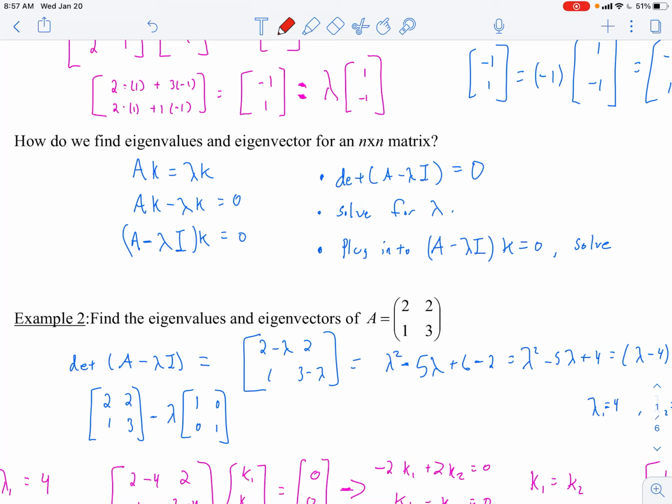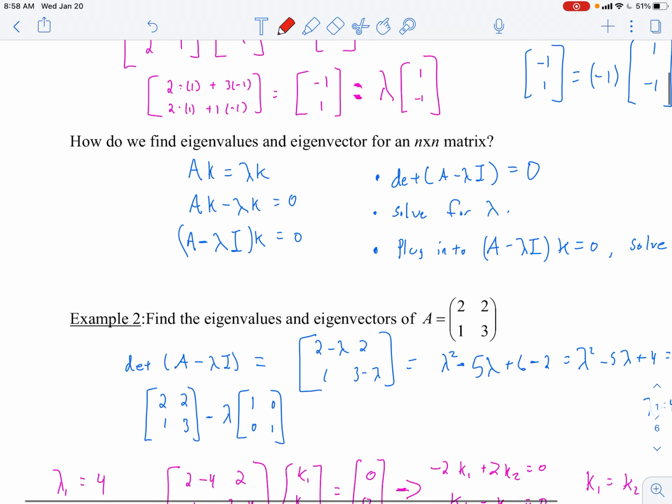If I pull a K out, I cannot do A minus lambda, all right? I cannot have that form right there, because A is a matrix and lambda is just a scalar. So how can I pull out a K and still be able to subtract? I'm going to put in the identity matrix.